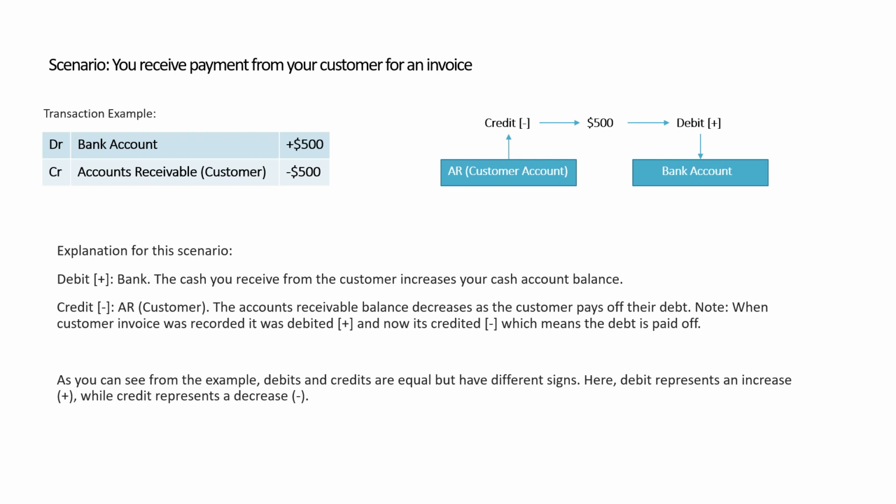Alternatively, when the customer invoice was initially recorded, it was a debit with a plus sign to reflect the debt owed. What's crucial to understand is that even though debits and credits have different signs, they are always equal when comparing their absolute values.